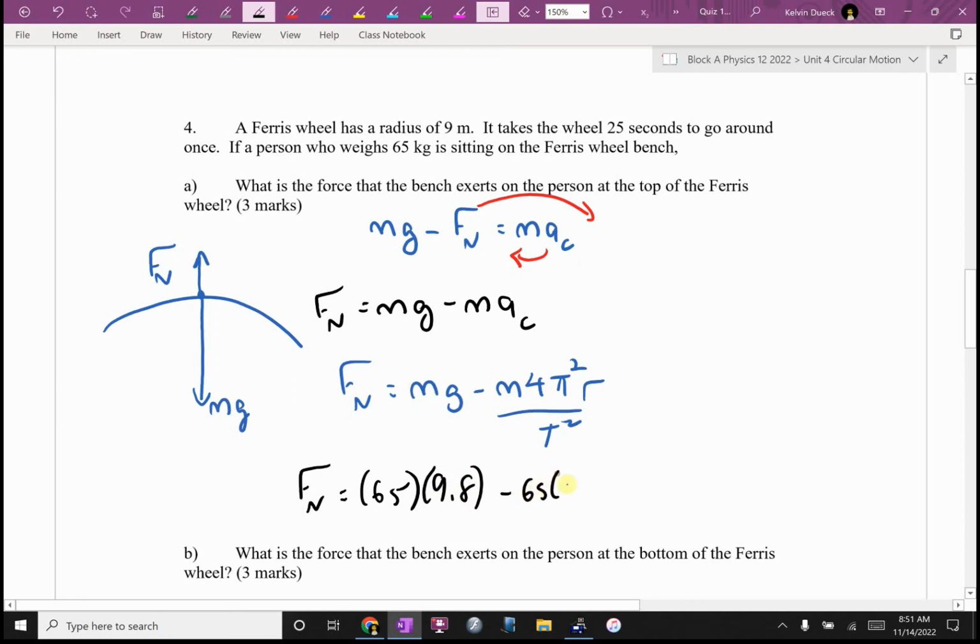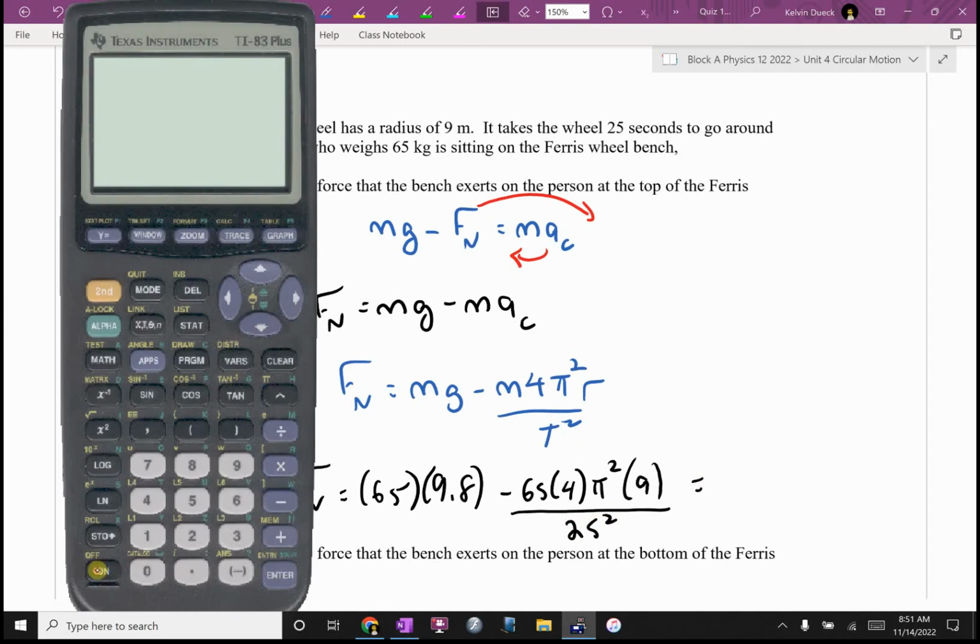Minus 65 times 4 pi squared times 9 all over 25 squared. I have no idea what the answer here is. 65 times 9.8 minus 65 times 4 pi squared times 9 divided by 25 squared. Double check for typos. 4 pi squared r over t squared. Don't forget the... You get 600 even? 600.05. I'll go 600.